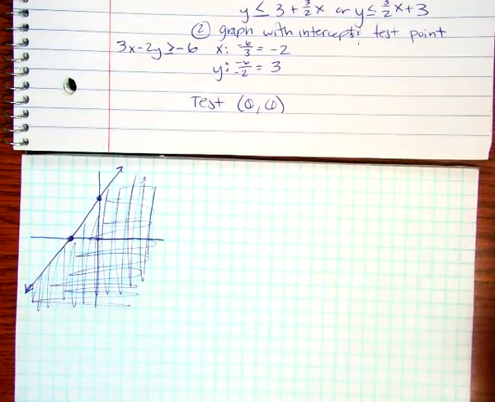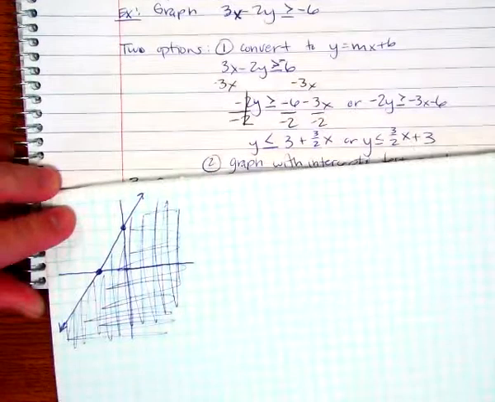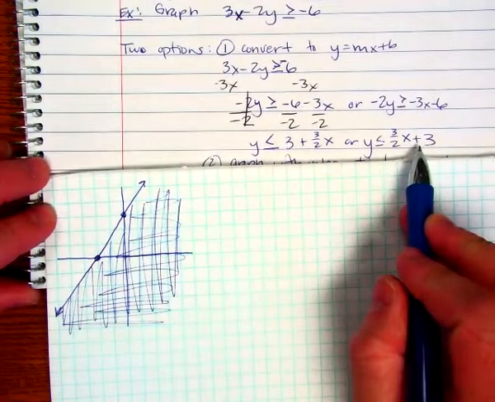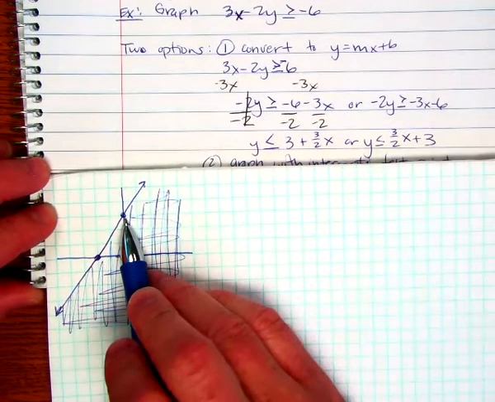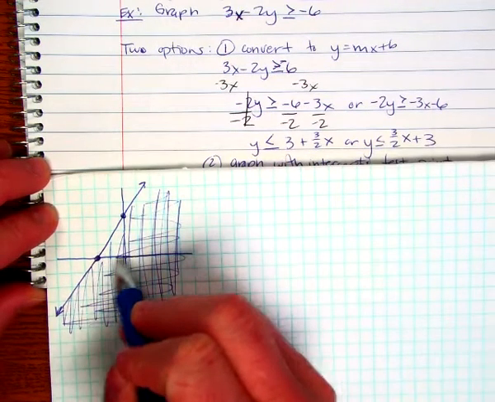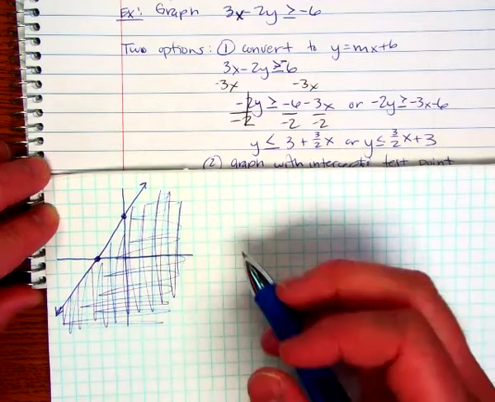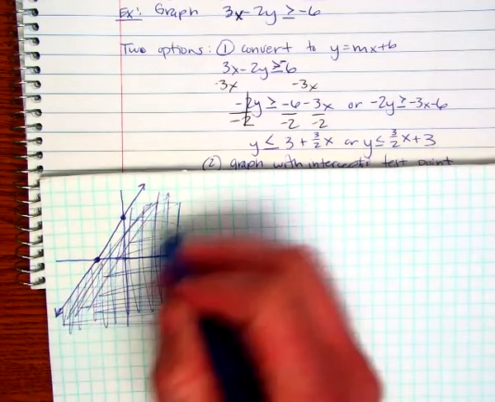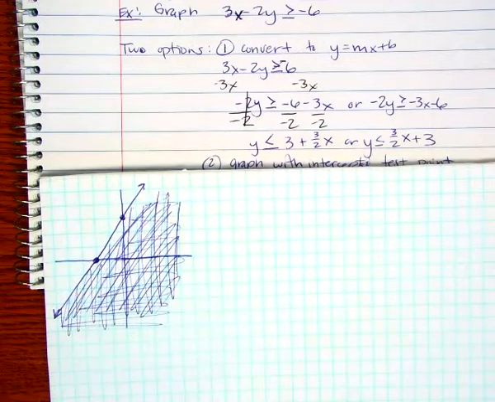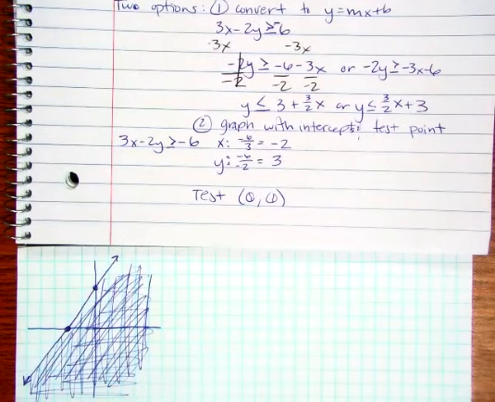We would have gotten the exact same graph if we had done option 1. Because in option 1, we started at positive 3 on the y-axis. There it is. We had a positive 3 halves, so up 3 over 2, or down 3 left 2. And it said less than, so we would shade below. You get the exact same shading, the exact same line with either method. It's all a matter of personal preference, which one you prefer.